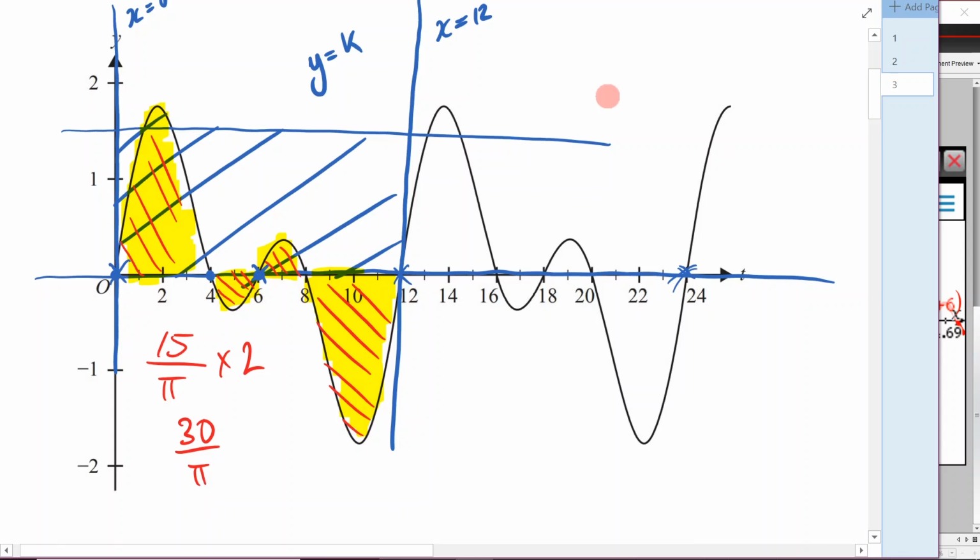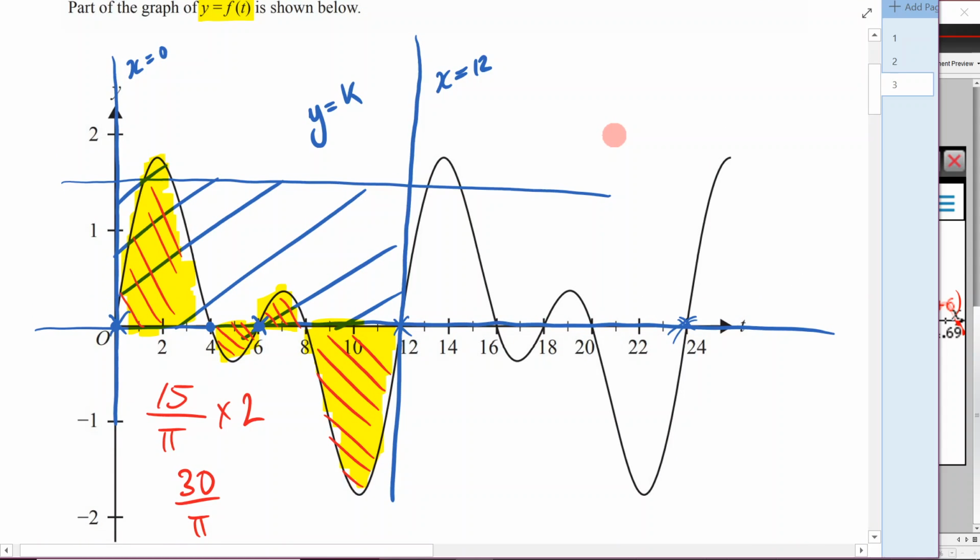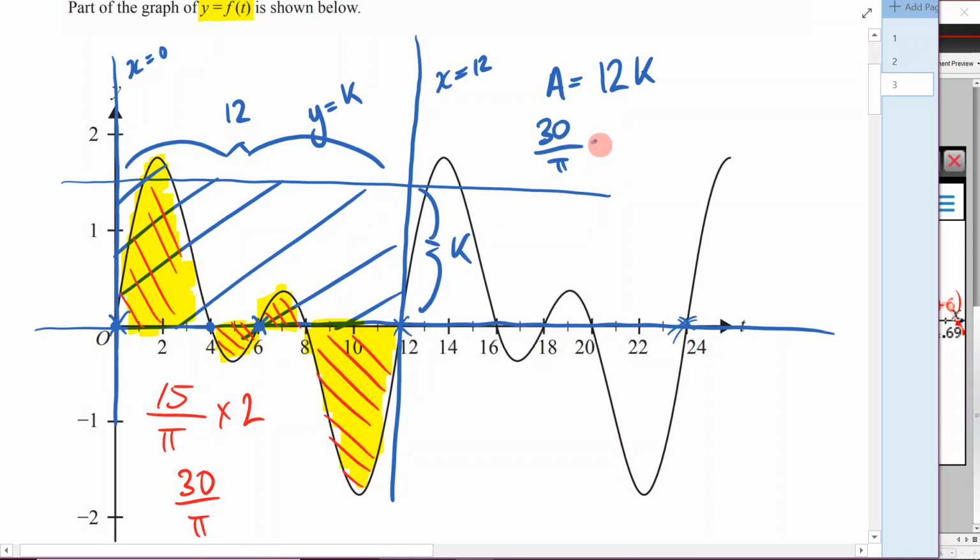Knowing that, I can say, well, let me now talk about this rectangle for a moment. The area of this rectangle is going to have a width of 12 and a height of k. So that means it's going to be 12k for the area of it. If I know that my area is 30 on pi, then I can easily find out what k is going to be.